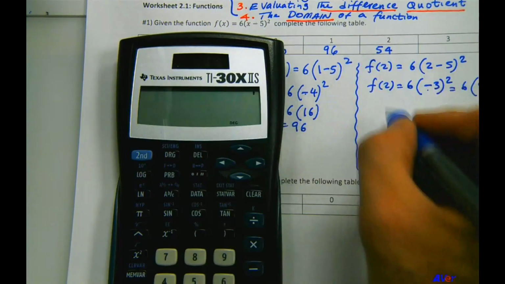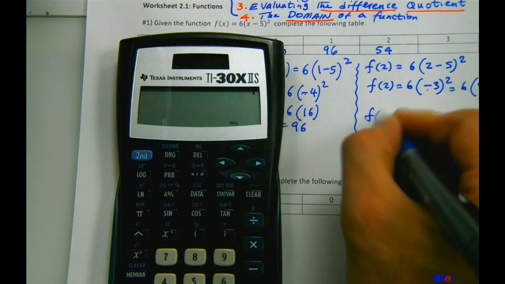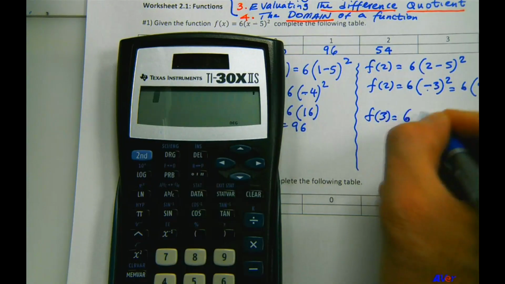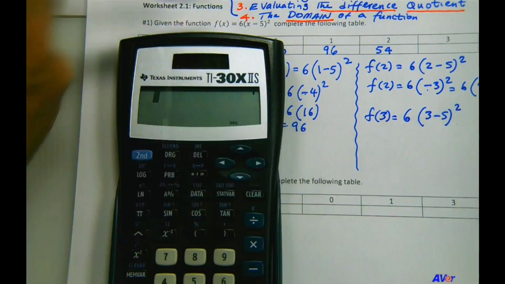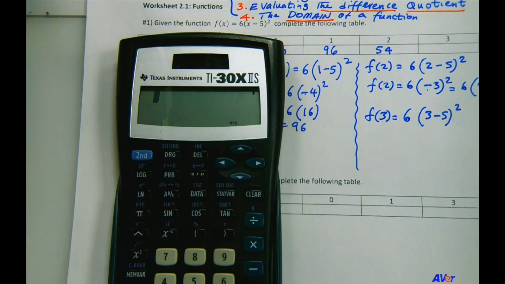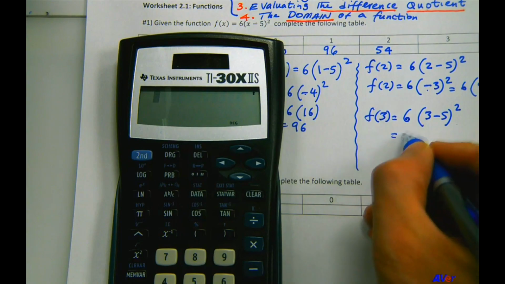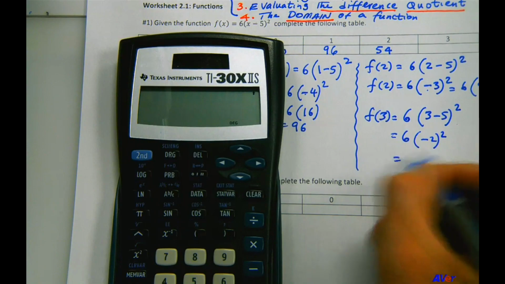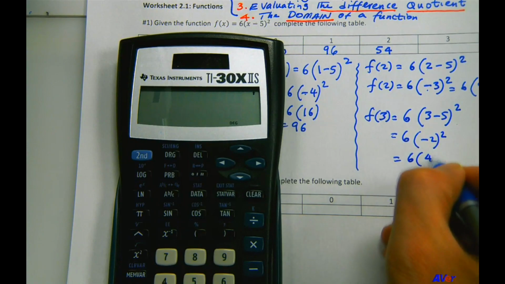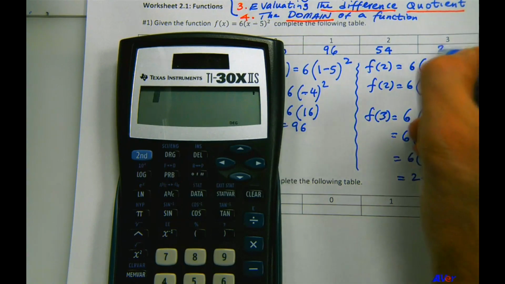And then one more, evaluating the function at 3. So that would be 6 times (3 minus 5) squared. Just plugging in 3 for x in this formula, right? And so what do we have? We have 6 times (3 minus 5) is minus 2 squared. Minus 2 squared is positive 4, right? And that is equal to 24. Like that.